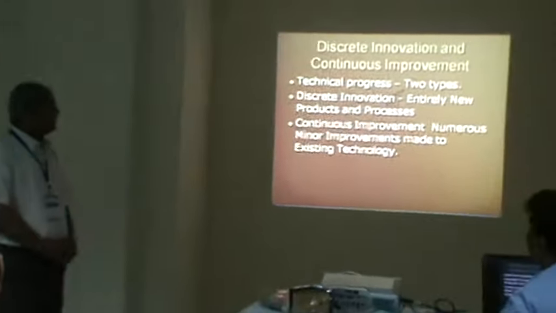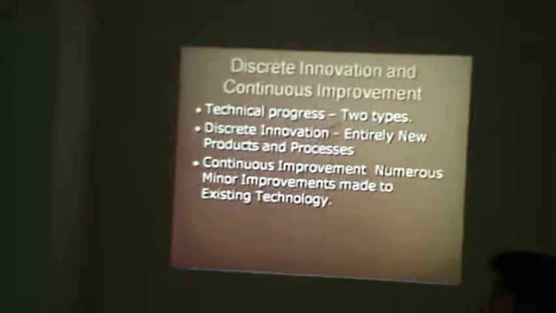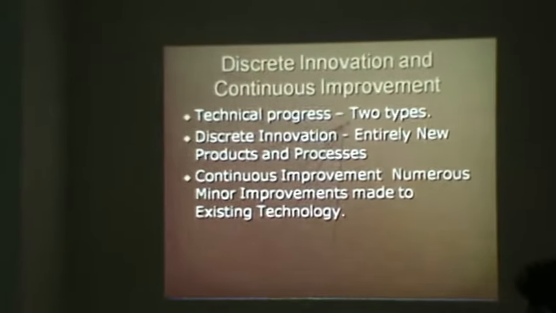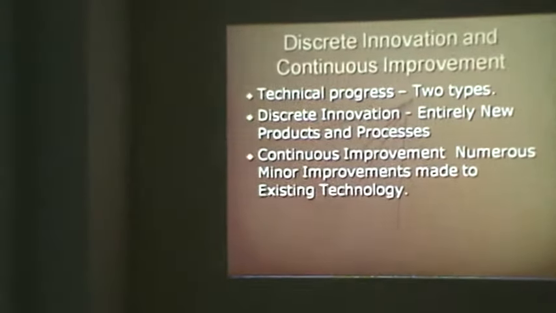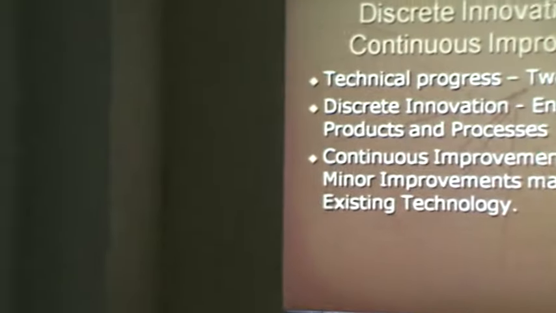Then I am looking at the literature. Is there any support for what we are talking of, that there is something called technology efficiency improvement? Is there such an idea in the literature? When you see this, there is one view where the technical process is of two types. One is discrete innovation: at periodic intervals, you get a totally new technology. The other is continuous improvement, which is the numerous minor improvements that you make to the technology.